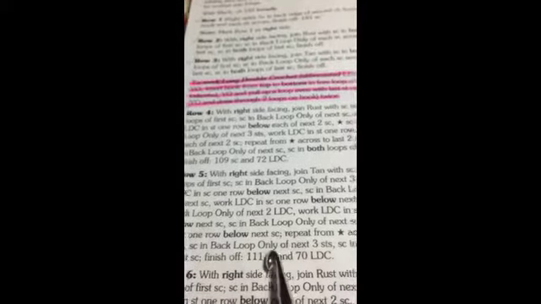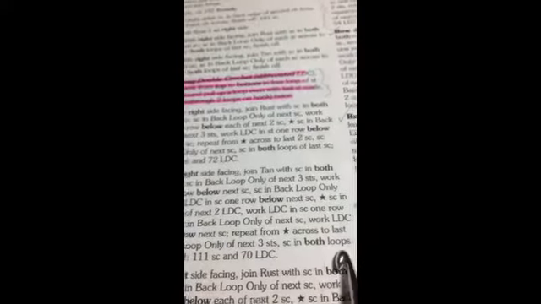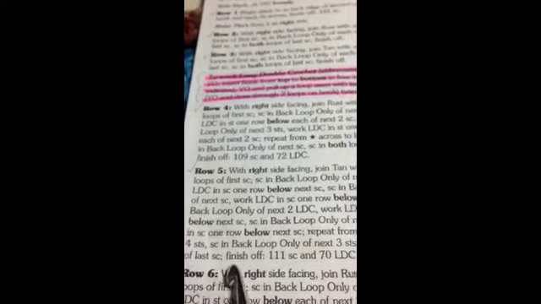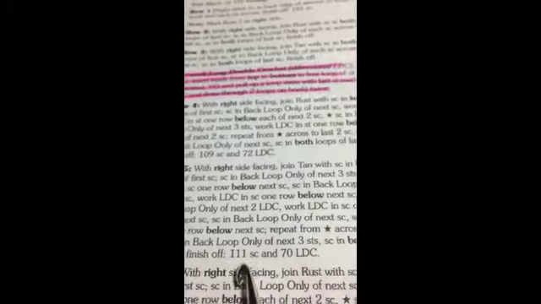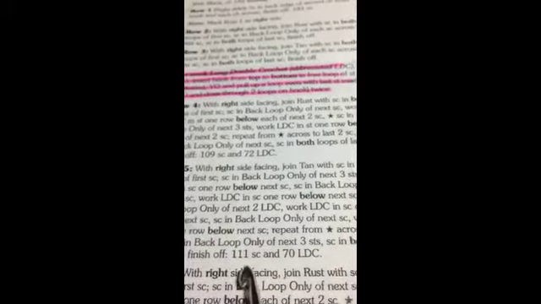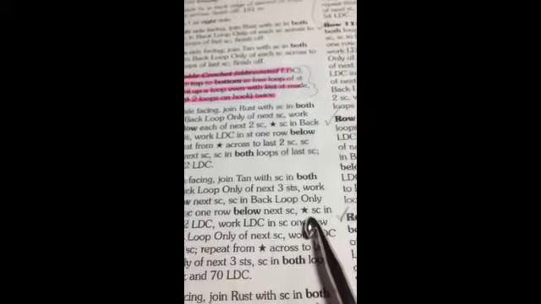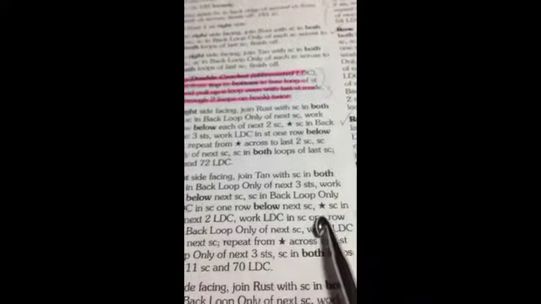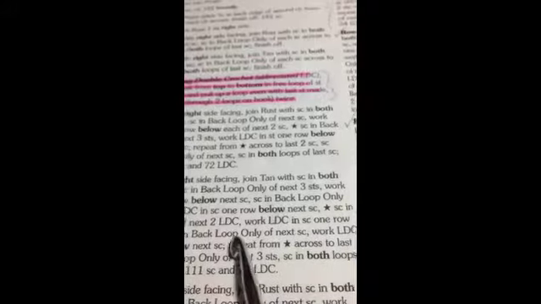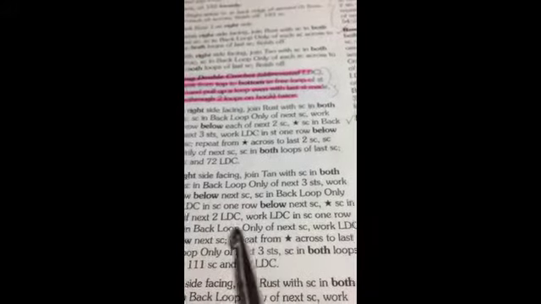And then it says single crochet in the back loop only of the next 3 stitches, single crochet in both loops of last single crochet, and finish off. And then it tells you at the end of the pattern, most of them do, how many single crochets you're supposed to have and how many long double crochets you're supposed to have. So again, from asterisk to asterisk, that's telling you to work that pattern across to the last 4 stitches. Okay, so that's an example of an asterisk.